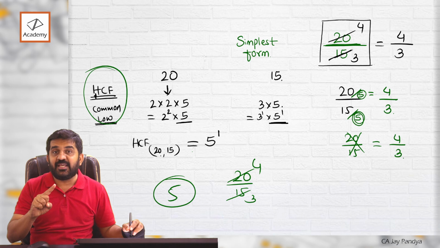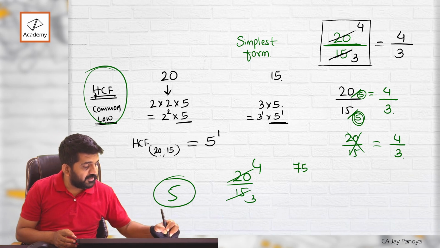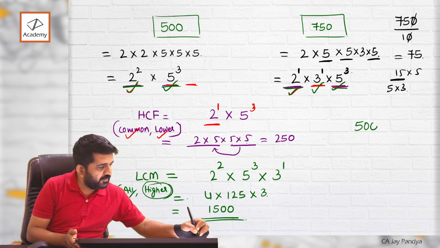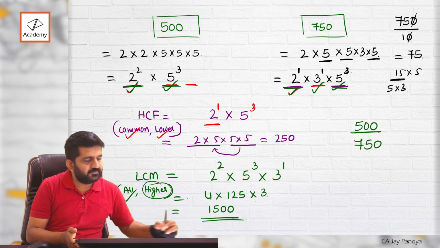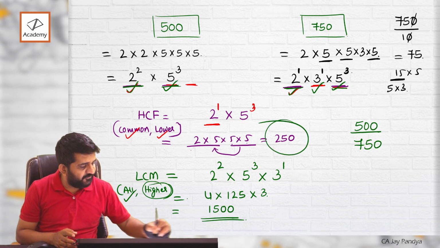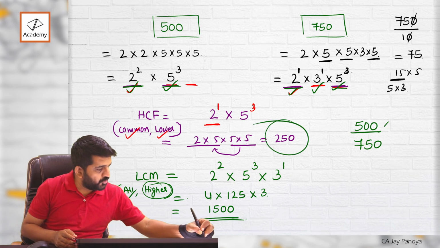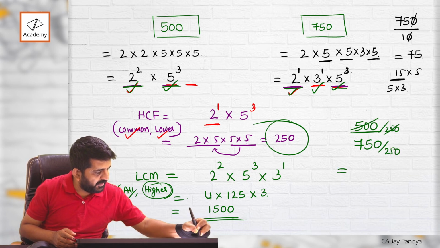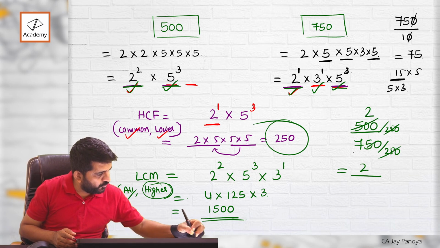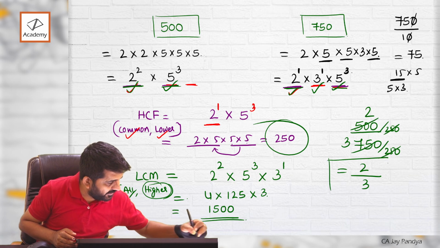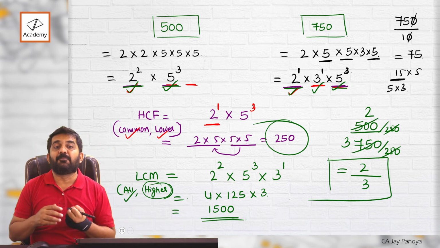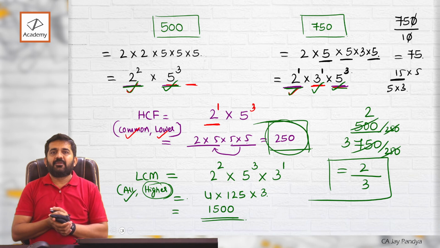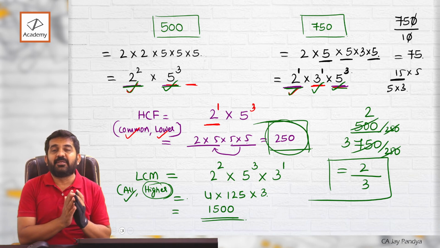Is that all? But see, the question becomes difficult when it is 500 divided by 750. What was the HCF? 250. So this should be divided by 250. And believe me, 250 twos are 500 and 250 threes are 750. See, we have got which form? Simplest form. How was HCF useful? To find out what will be the simplest form.